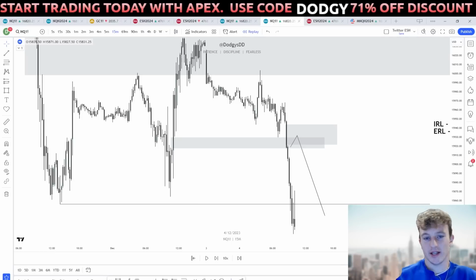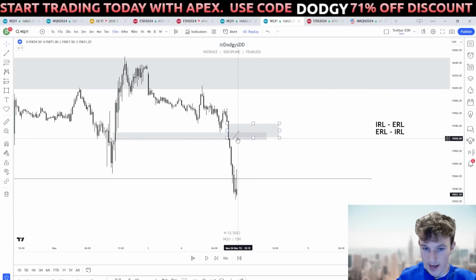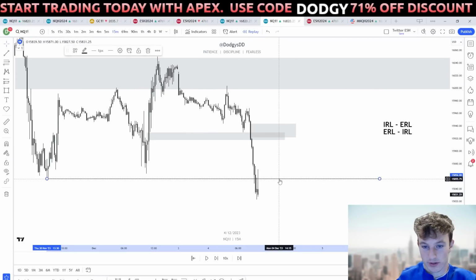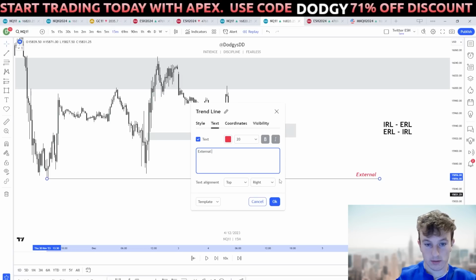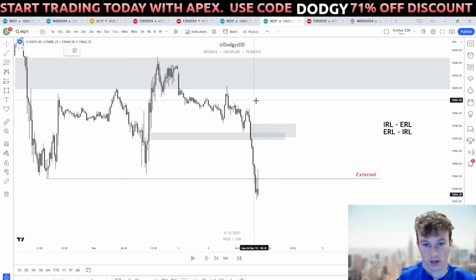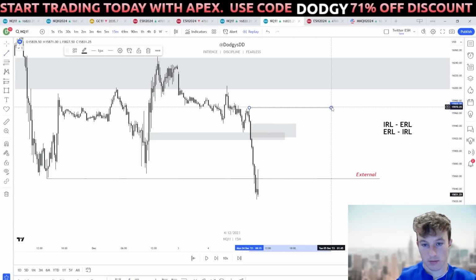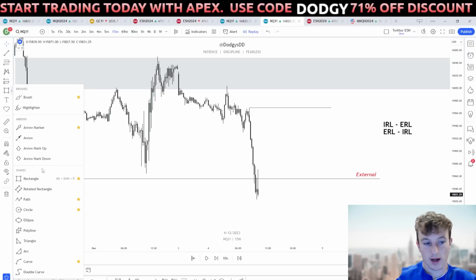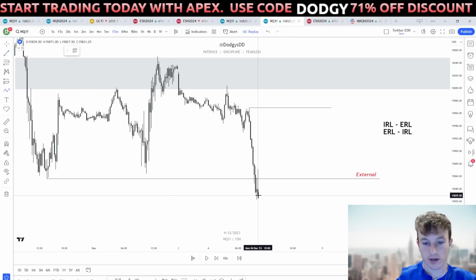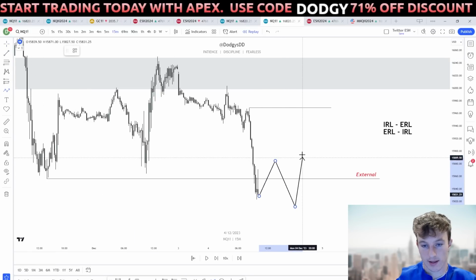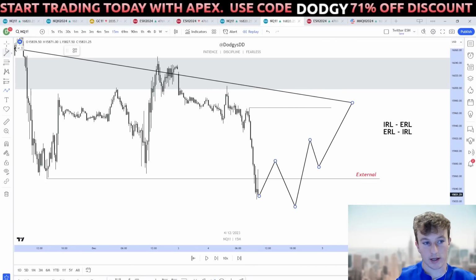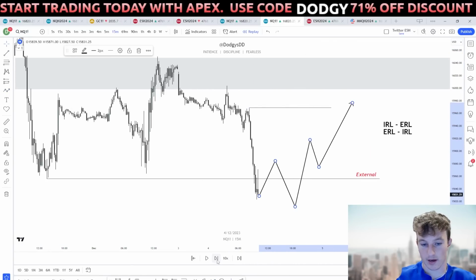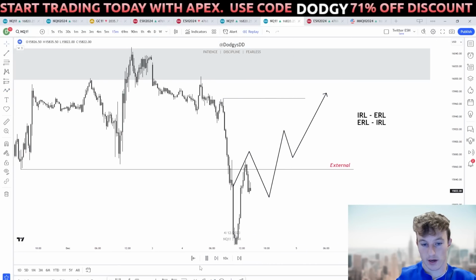Again, you can see internal to external and then external to internal. So now if we react off of this, which is external, where does the market have to go back to? Internal. So now I'm just looking for some sort of market structure shift here. Just normal structure. I'm looking for some sort of market structure shift, whether it be a low or high, and then break that. And then I know we have to go back to internal range, which would be right here. Okay, so let's see if we get anything.